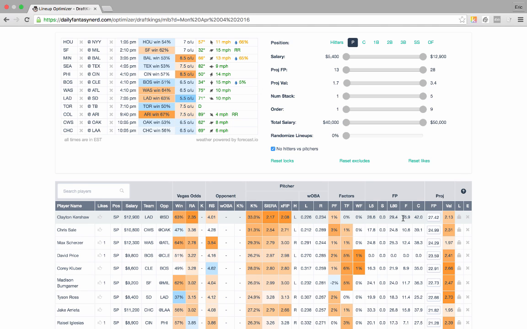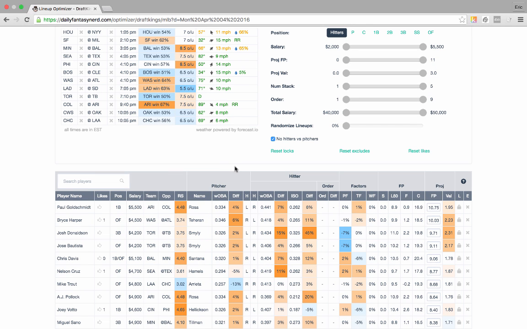What that means is strategically, you want to focus on paying up for pitchers in cash games because they're going to have higher floors than hitters will. Conversely, you may want to pay up for hitters in GPPs because they're more volatile and they have more upside. So that's something to consider when you're thinking about balancing your salary distribution between hitters and pitchers.